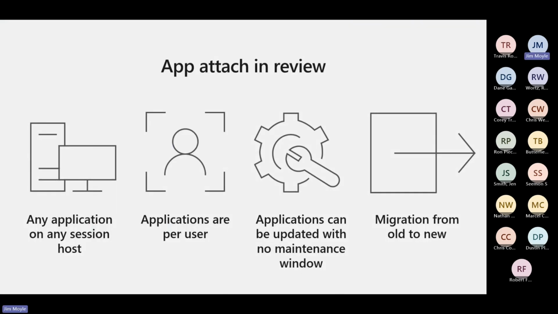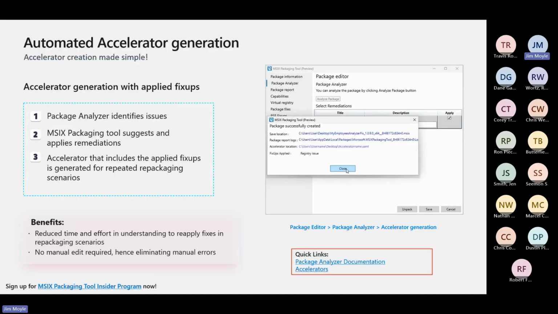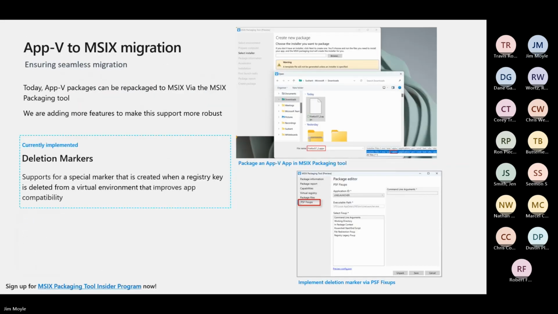Okay, so any application on any session host, applications are per user, updated without a maintenance window, and we're going to migrate from old to new. I'm actually going to skip a couple of slides because I want to deal with AppV in particular. So there is the MSIX packaging tool, which will allow you to repackage AppV to MSIX. Now, currently, that just takes the package. It doesn't take any of the customization that you put on the packages, but that is coming to this tool.